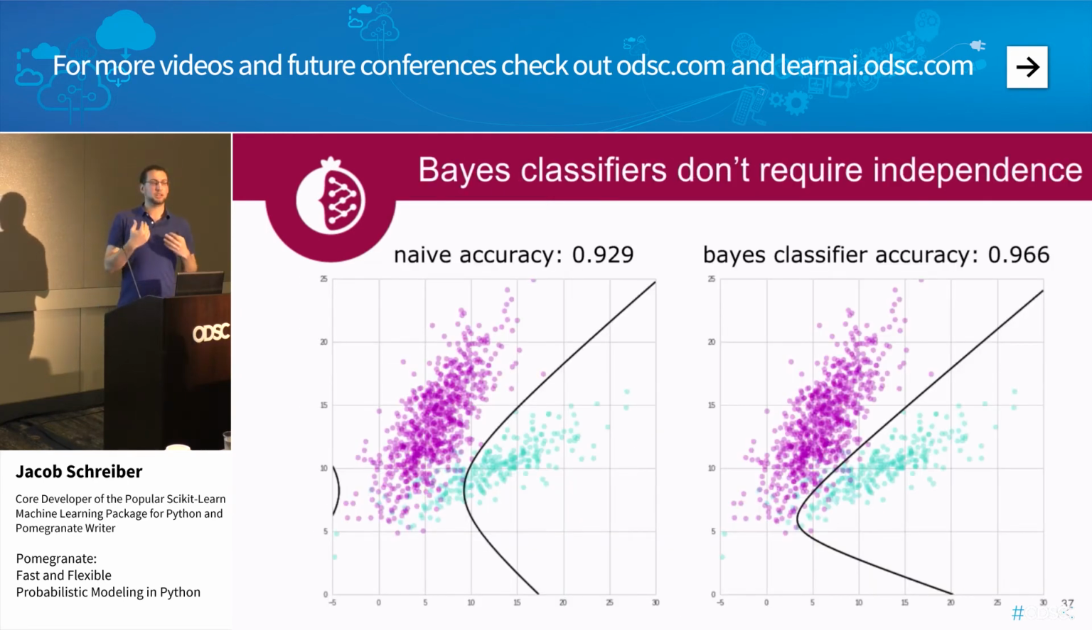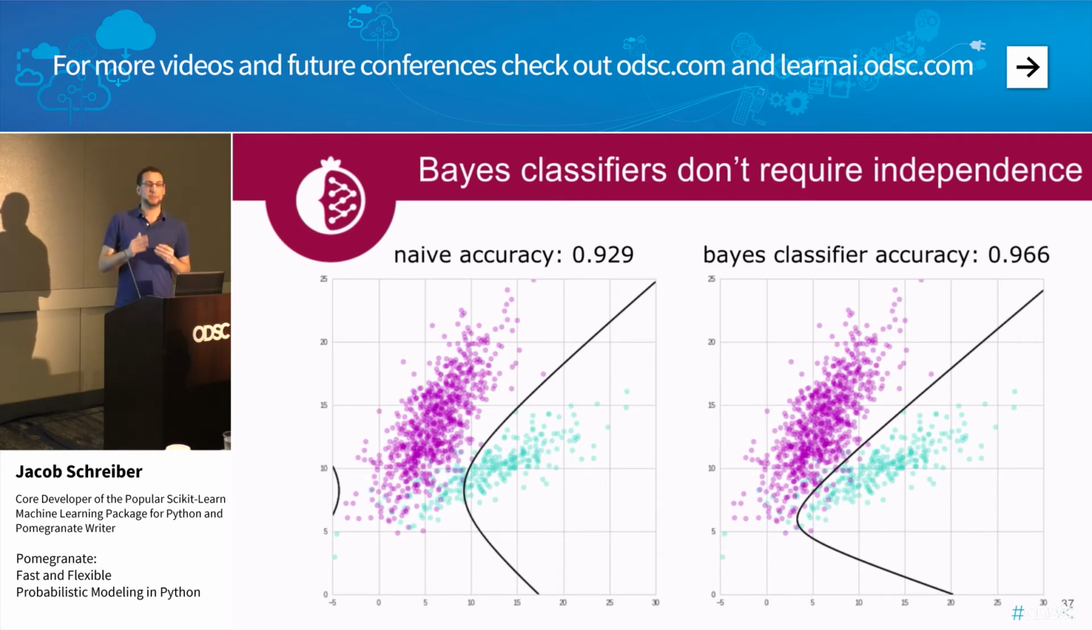Sometimes, though, modeling your features independently isn't the right thing to do. Here we have some blobs, but they're tilted blobs, where as you increase on the x-axis, you also increase on the y-axis. If we just use a naive Bayes model on the left-hand side, we get a decent decision boundary, but clearly it's not the best one.